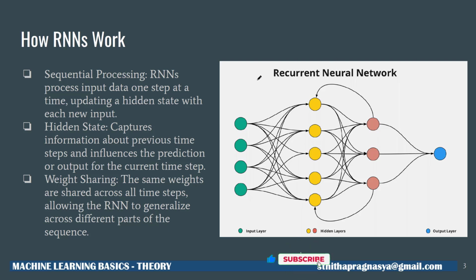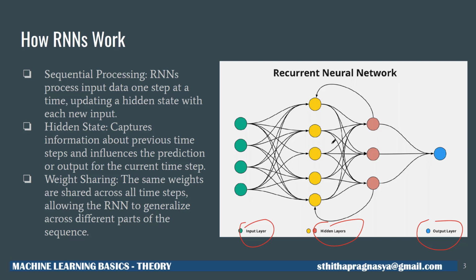But how does this work? Sequential processing. RNNs process input data one step at a time, maintaining a hidden state that is updated with each new input. Okay, if you look here, you can see the input layer, then the hidden layer, then the output layer, which is what we're talking about. And the hidden state is essentially the memory of the network. It captures information about the previous time steps, which is then used to influence the prediction or output for the current time step.